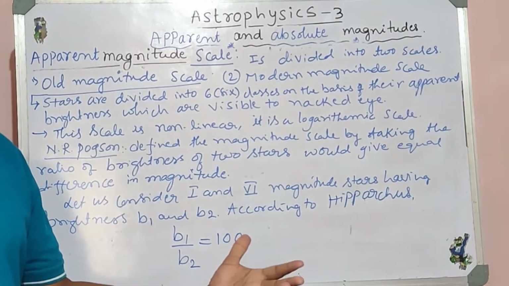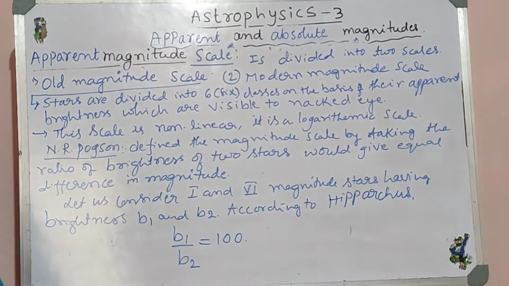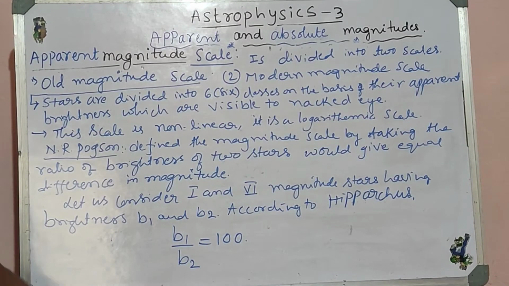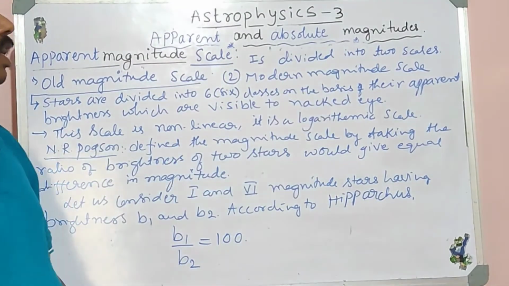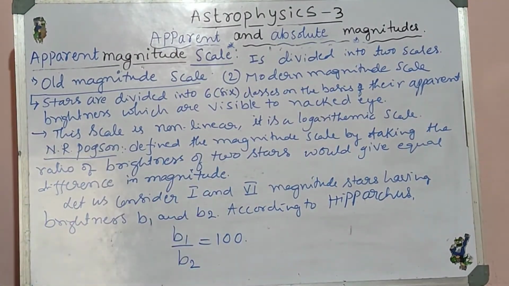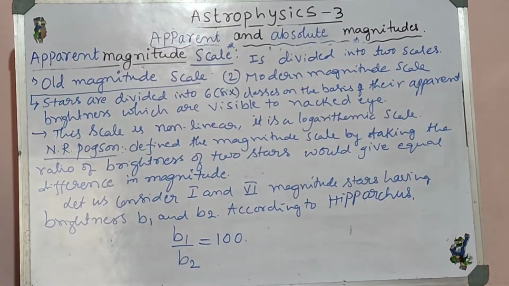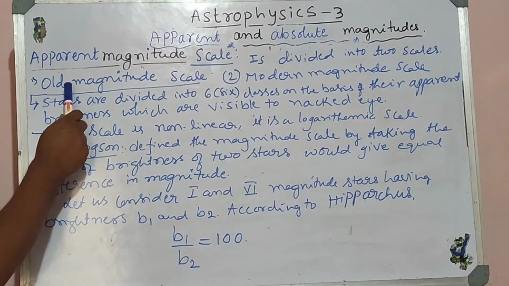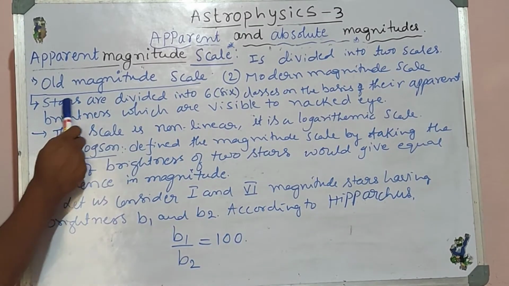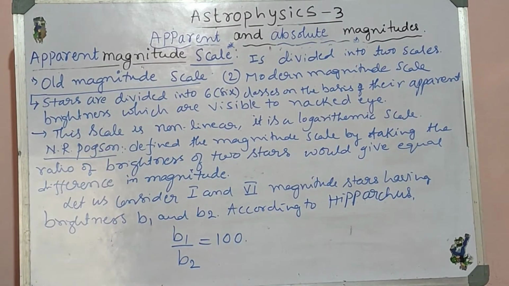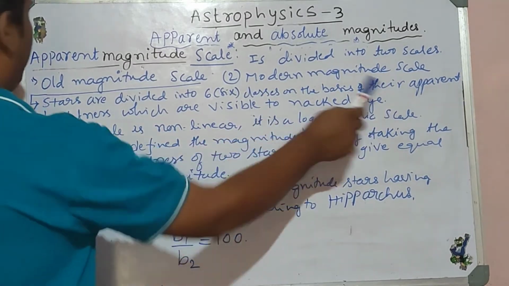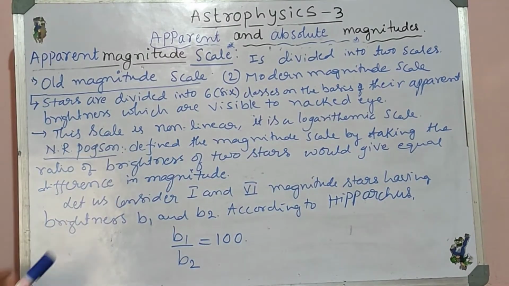Now we have discussed what the apparent magnitude scale is. The apparent magnitude scale is again divided into two scales. One is the old magnitude scale and another is the modern magnitude scale. According to the old magnitude scale, the stars are divided into 6 classes on the basis of their apparent brightness, which are visible to the naked eye.